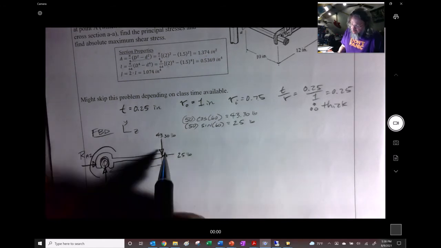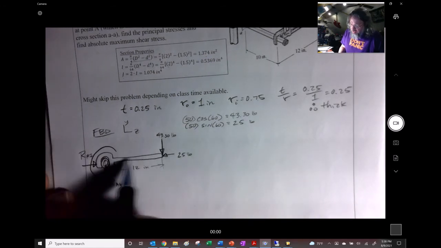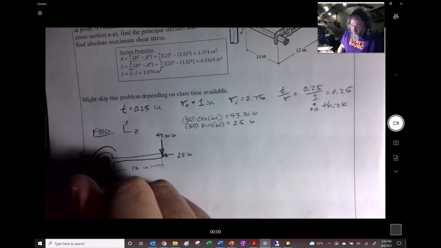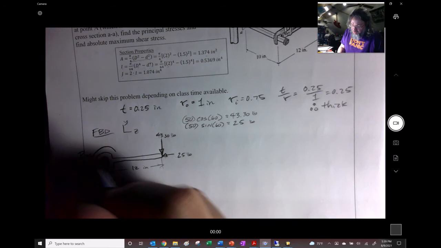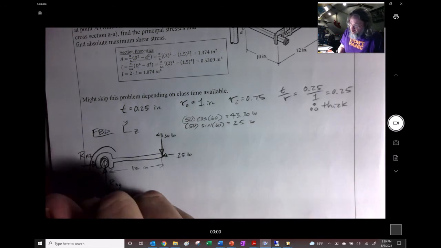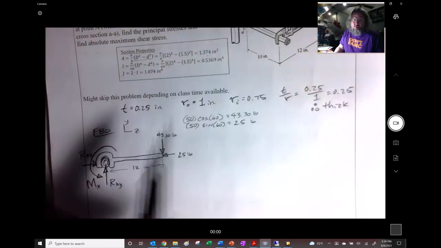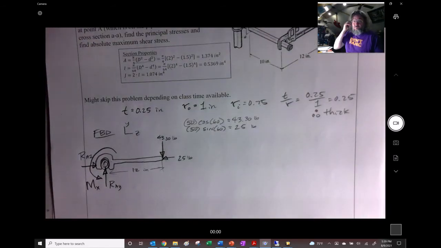This one is not going to create a moment. This one is going to create a clockwise moment. Therefore, this should have a counterclockwise moment in terms of our M. And I guess we'll just call it X, which is actually torque, right? We could also call that capital T if we'd like for torque.